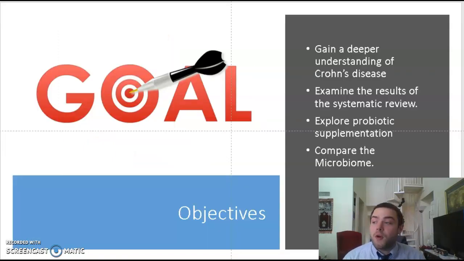The objective or the goals of this study are for you to gain a deeper understanding of what Crohn's disease is, its causes, and other effects that can help in improving the overall disease state. The purpose also of this presentation is to examine the results of this systematic review, explore probiotic supplementation and its benefits in Crohn's disease specifically, and compare the microbiome of Crohn's disease patients to that of healthy controls to determine how these probiotics help or don't help the body in the onset of Crohn's disease.